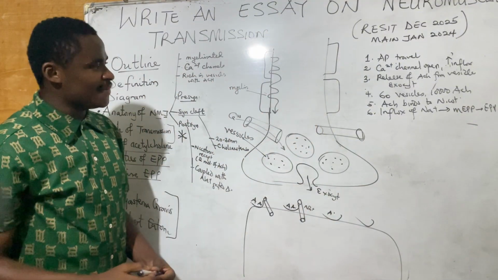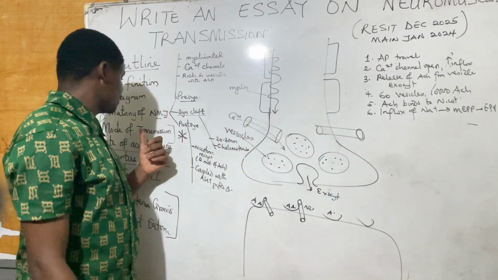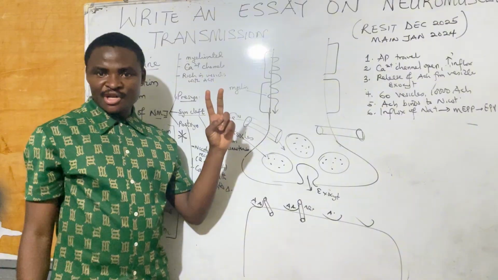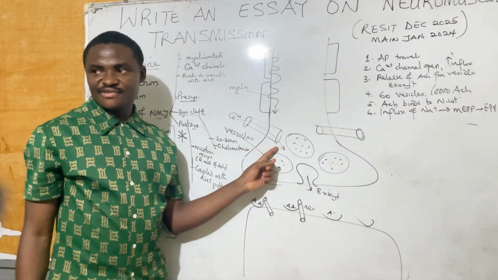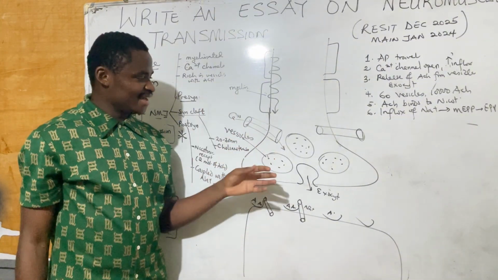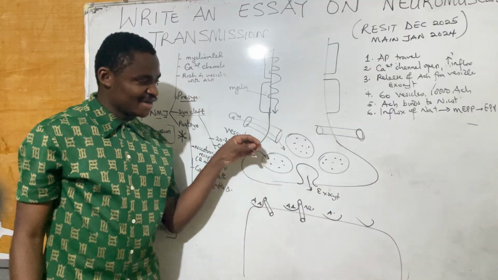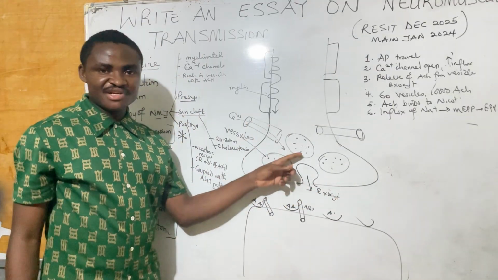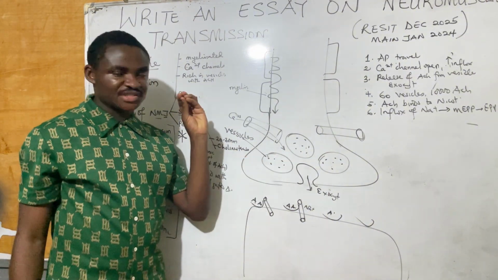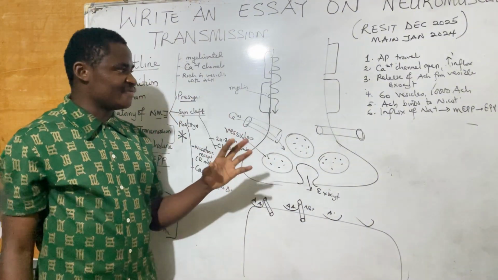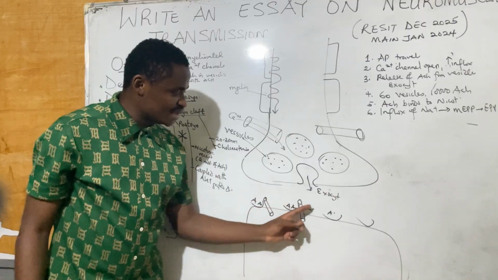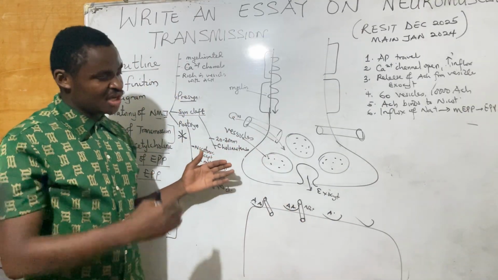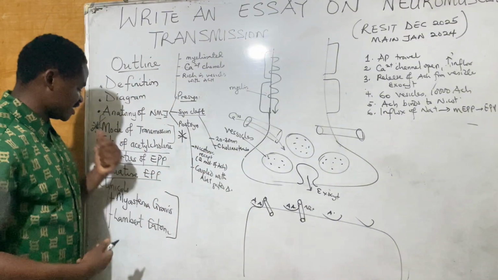All right, so I can recap all the points again. What are the 6 points for the mode of transmission? Number one, we have action potential reach. Number two, influx of calcium. Number three, vesicles should bind to the membrane for the release of their content by exocytosis. Number four, we have about 60 vesicles, and each contains 10,000 acetylcholine. Number five, acetylcholine binds to nicotinic receptors. And then number six, influx of sodium, creation of miniature end plate potentials, and then end plate potential.